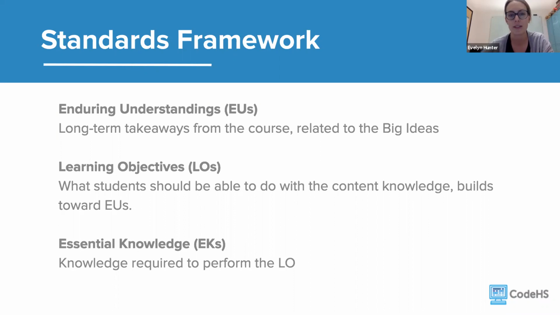Underneath the LOs are essential knowledge pieces, or EKs. This is the actual content knowledge that students need to complete the learning objective, and one LO might have multiple EKs. Just to reiterate, EKs are what students need to know, LOs are what students need to do, and EUs are the high-level takeaways that students will hopefully remember even after they've forgotten the essential knowledge pieces.